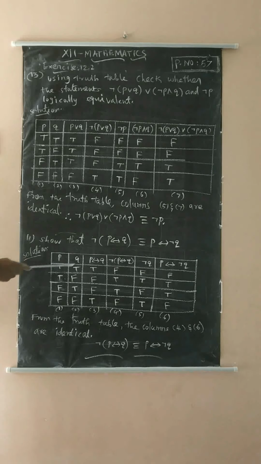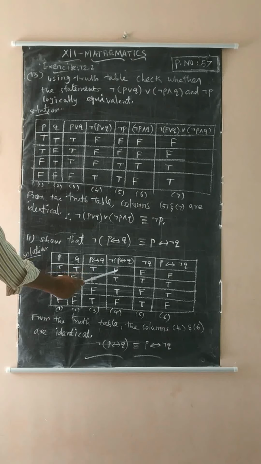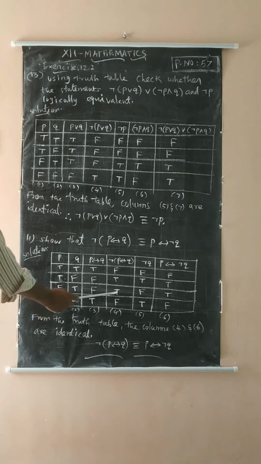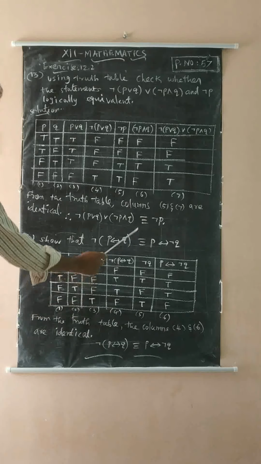First fill P, Q: true, true, false, false, true, false, true, false. Biconditional rule: if both have the same truth value, the biconditional statement is true, the rest are false. So true, false, false, true. The negation is the opposite of the third column, that means false, true, true, false. Negation Q is the opposite of Q, that means false, true, false, true.